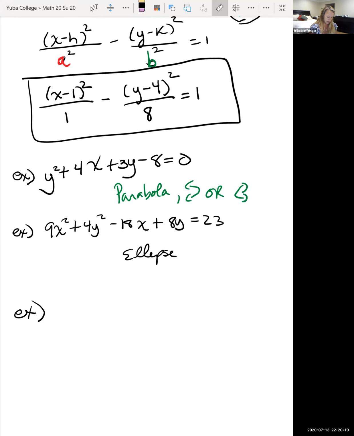If we had 4x squared plus 10x plus 4y squared minus 9 equals 0. Looking at this, I notice I have an x squared and a y squared, so parabola's out. The numbers in front of x squared and y squared are both 4, same sign, exact same number, so we have a circle.